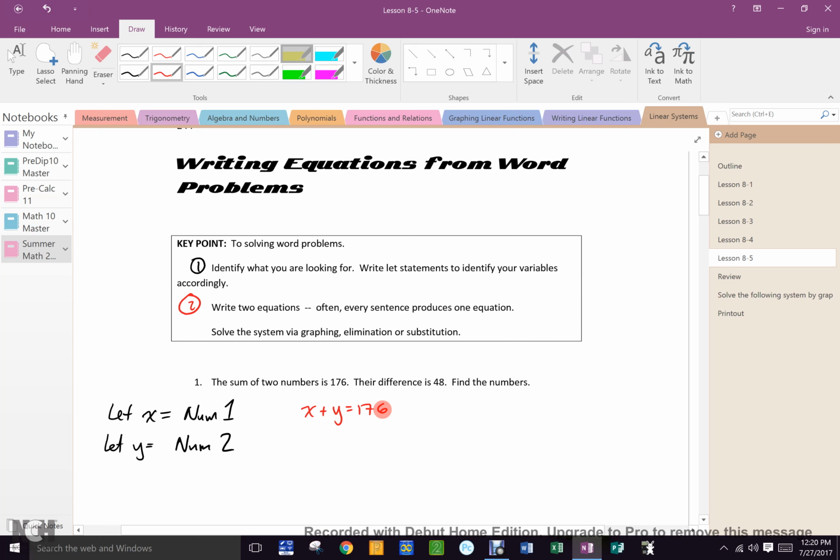What's the next sentence? Their difference is 48. So X minus Y is 48. Now, what do we have there? We have a system. How many options do we have for solving systems? Three. We can graph them, we can eliminate, or we can substitute. Would we ever graph? Why? Because graphing isn't accurate enough. We will use one of our two methods.